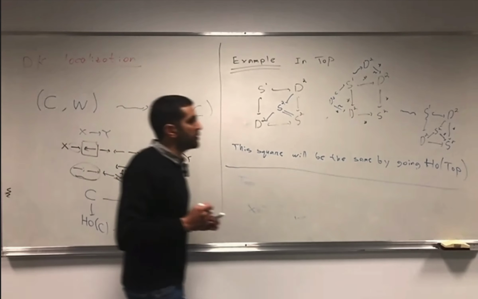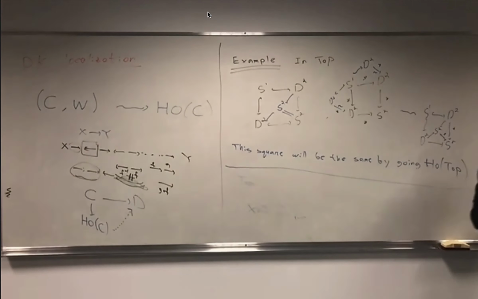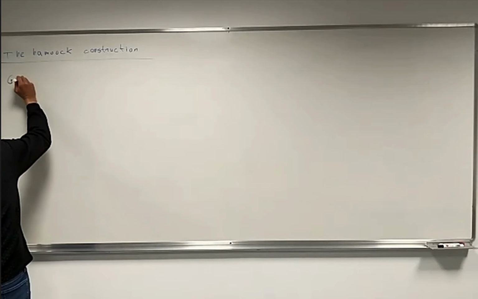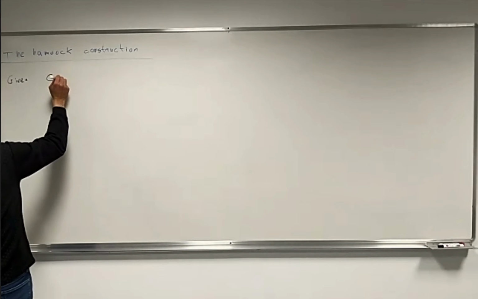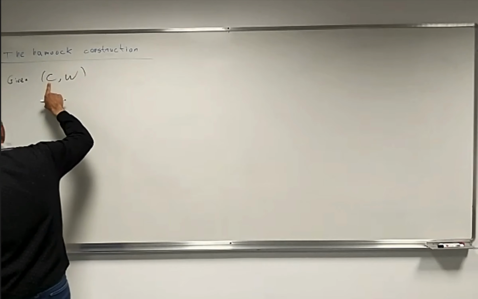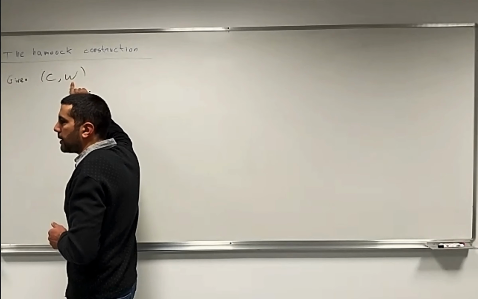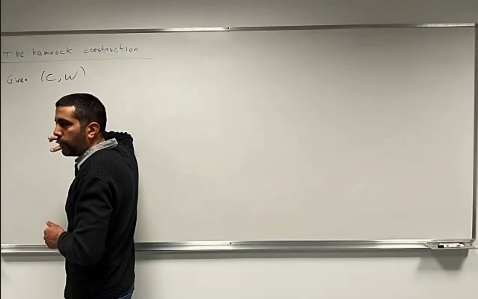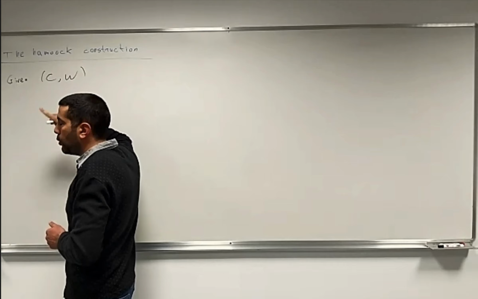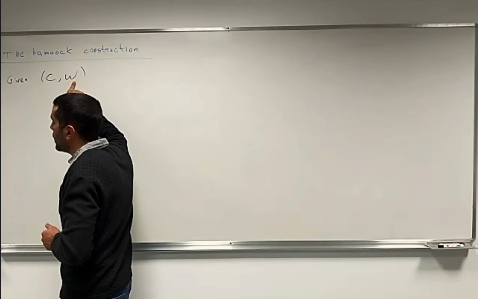So we will see. Let me show you the n level in general. Given CW, again, what I mean by CW is a category and some subcategory that has the property of two out of three. Is this called a category with weak equivalences?